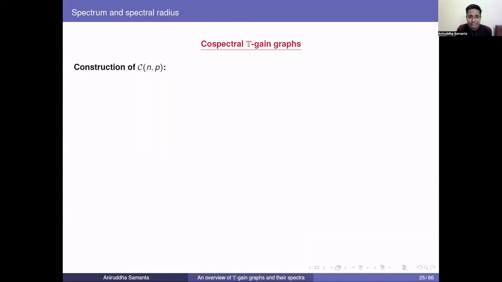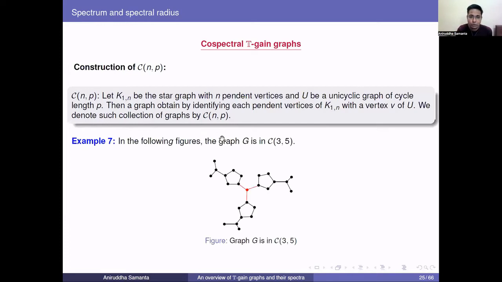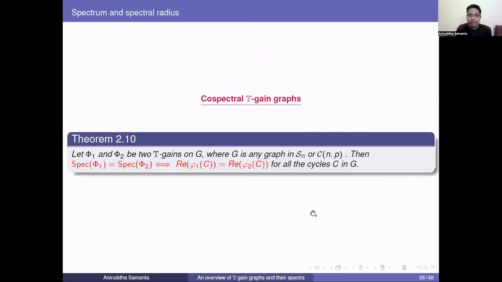And now another class of graphs, which is C_{n,p}. How can we construct it? First, we take a star with n pendant vertices and n copies of a unicyclic graph U of cycle length p. Then we obtain a graph by identifying each pendant vertex of the star with a vertex v of U. The collection of such graphs is denoted by C_{n,p}. One typical figure is like this. Here we are taking a star with 3 pendant vertices and 3 copies of the unicyclic graph.